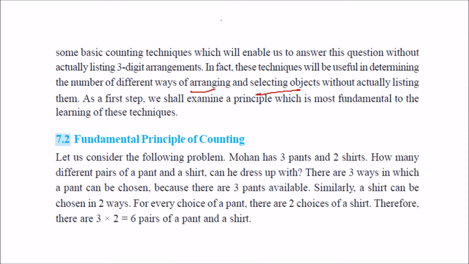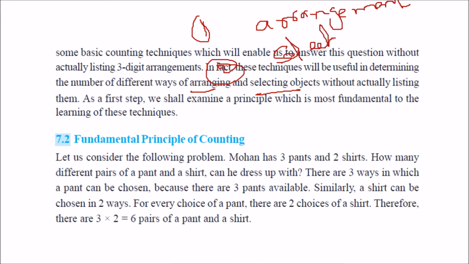So there are two things which are involved. First thing is arrangement, and second thing is known as selection. Arrangement pertains to permutation, and choosing a selection pertains to combination, right? So what is the fundamental principle of counting?